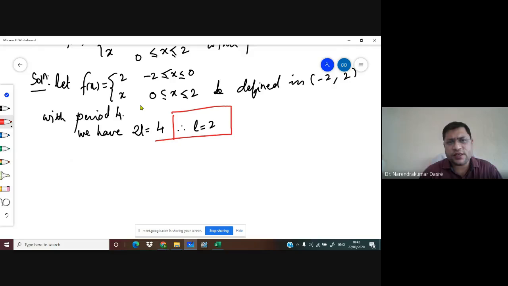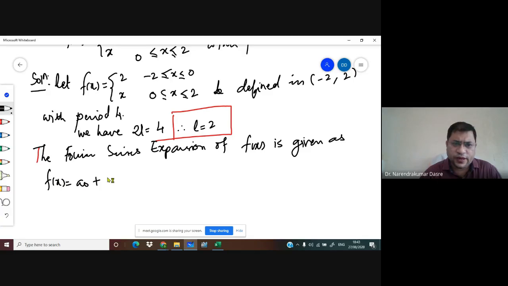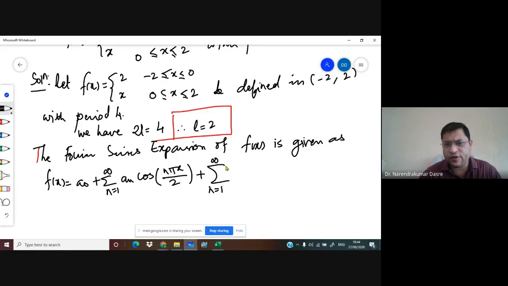Now here we can identify this function is neither even nor odd, and so we write the Fourier series expansion of f of x as f of x is equal to a0 plus summation n running from 1 to infinity an cos of n pi x by 2 (please replace this L by 2), and then plus summation n running from 1 to infinity bn sine of n pi x by 2. Let this be equation 1.